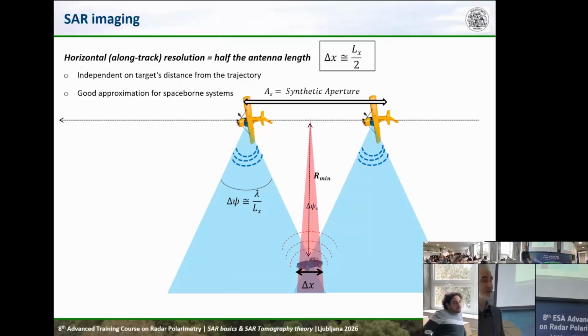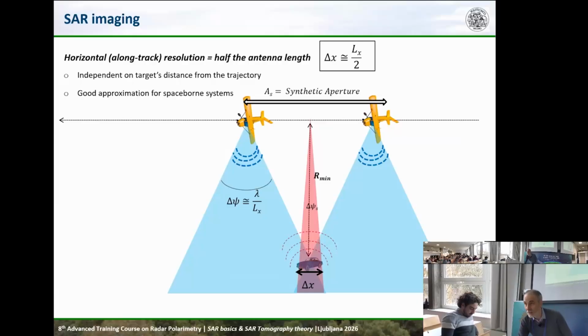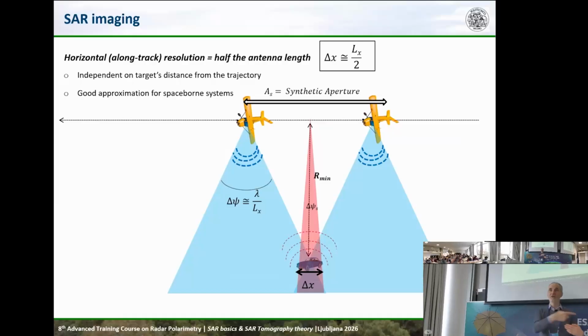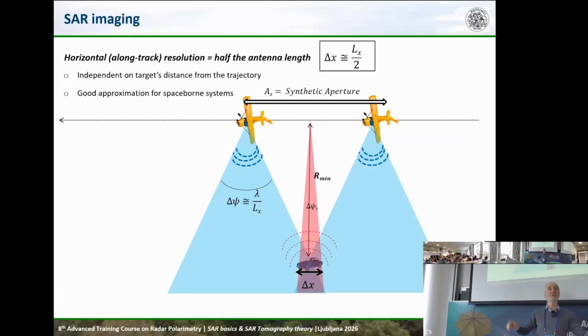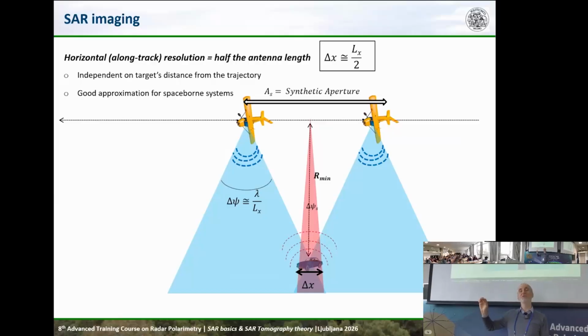You end up with, for a synthetic aperture radar, the along-track resolution, which again means your capability to resolve two targets because they are at different positions along the direction of flight, is approximately half the length of your antenna. And this is wonderful, see? It doesn't depend on the wavelength. So if you take a look at the satellite, you can more or less say what is the along-track resolution that it will provide.